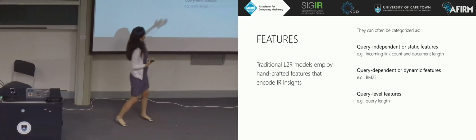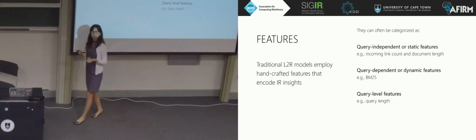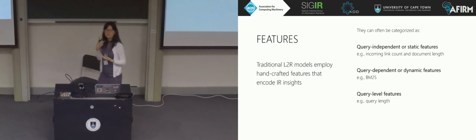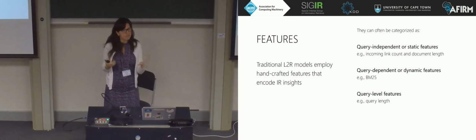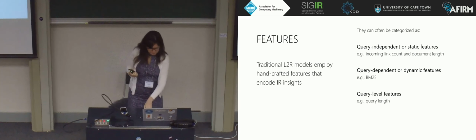And finally, you also have query-level features like query length, for example, and these are also important to decide what type of documents are expected from this type of query and so on.